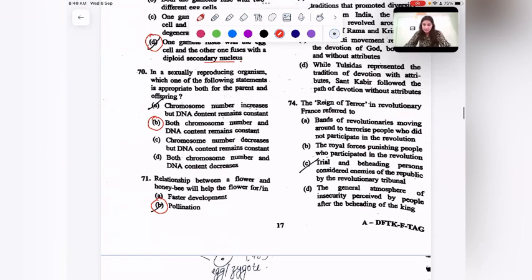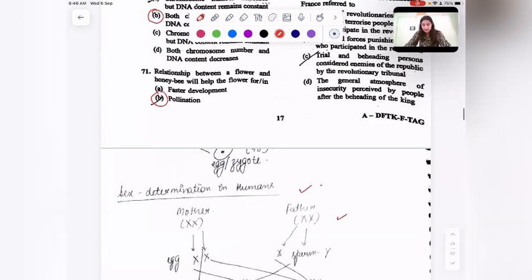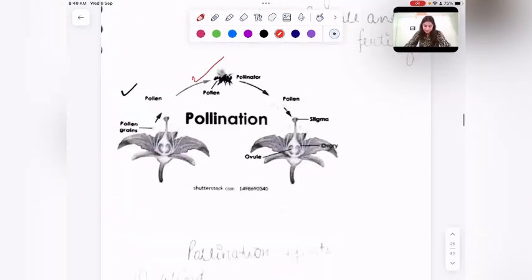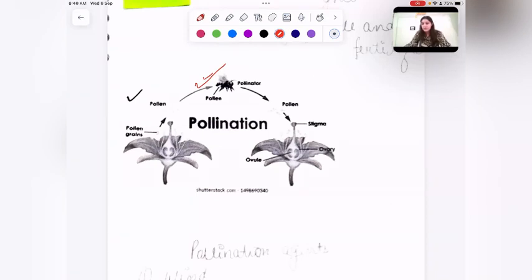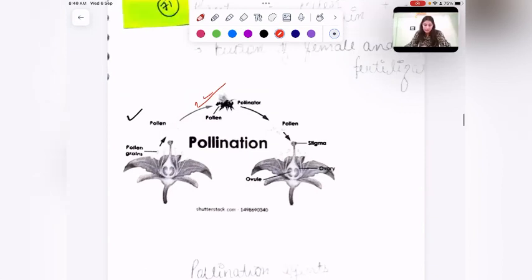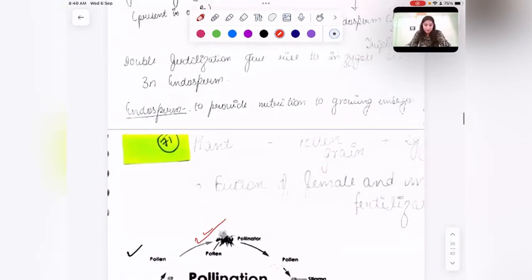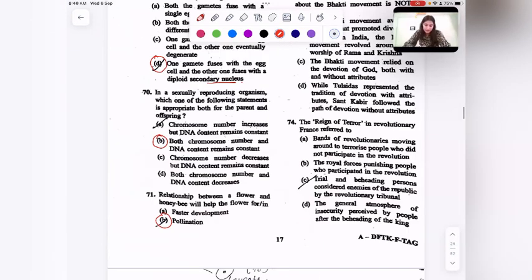Question number 71, again from this chapter. A bee is shown here. Bees have what kind of relation with flower, right? They pollinate it. So answer is pollination. So 71, option B, pollination.